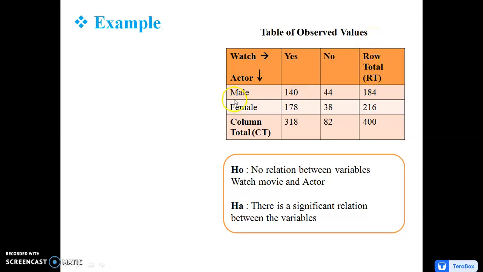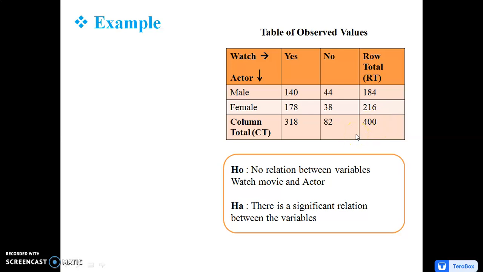So here we will simply add up 140 plus 44, that is 184, and female 178 plus 38, that is 216. In the column total we will add 140 plus 178, that is 318, and 44 plus 38, that is 82. And this particular cell is nothing but the total, that is 400 samples.